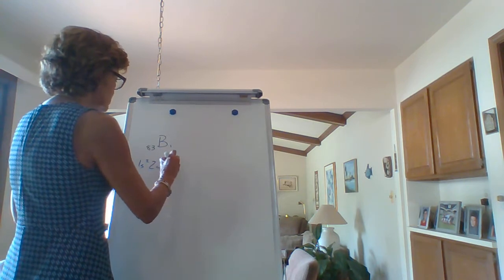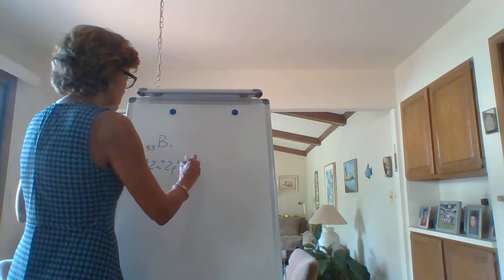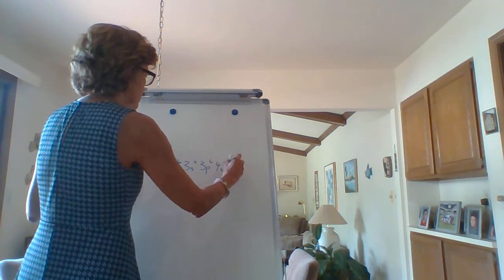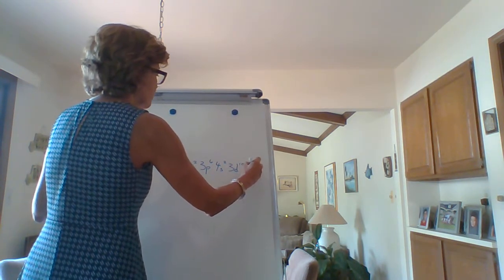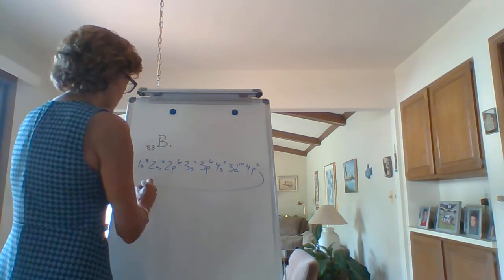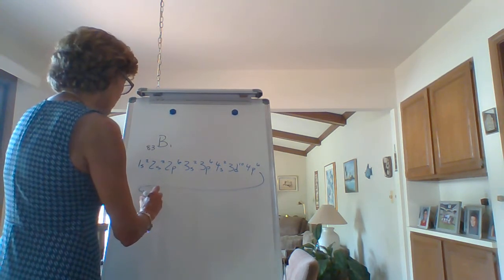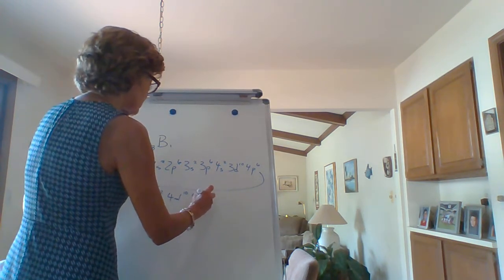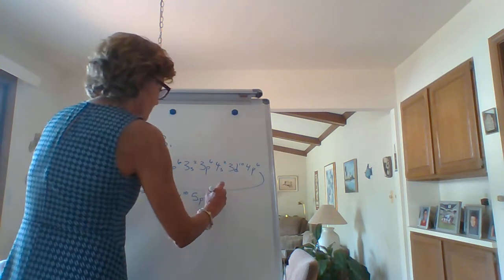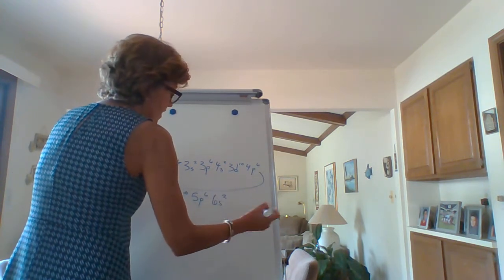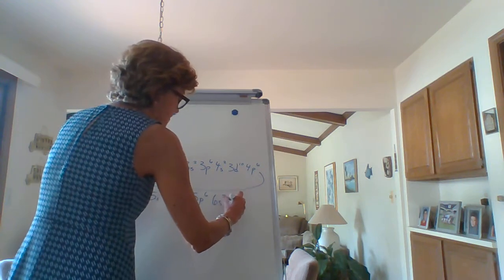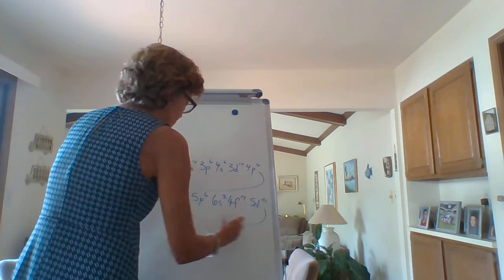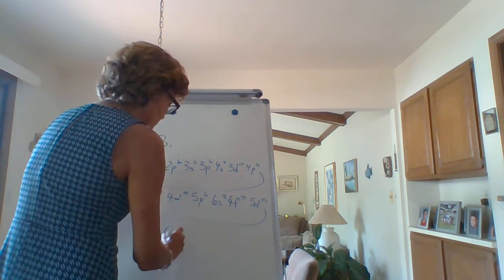1s2, 2s2, 2p6, 3s2, 3p6, 4s2, 3d10, 4p6, continuing on, 5s2, 4d10, 5p6, and this is where it gets tricky, 6s2. I'm going to go down and pick up the f's, 4f14, 5d10, and then the last one would be 6p3.